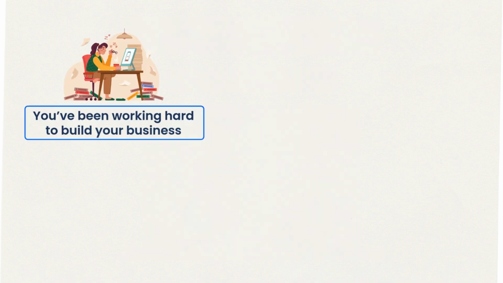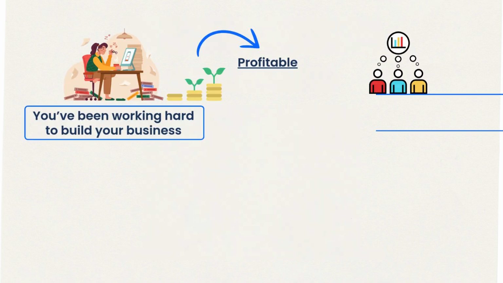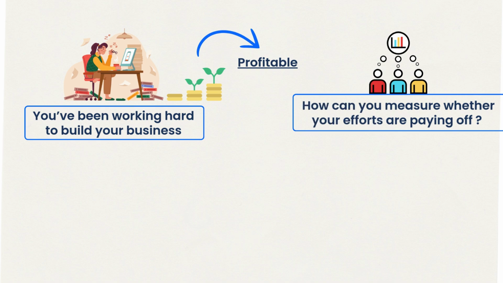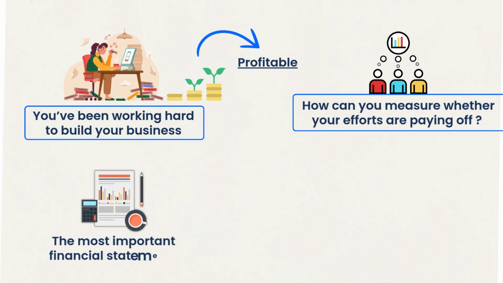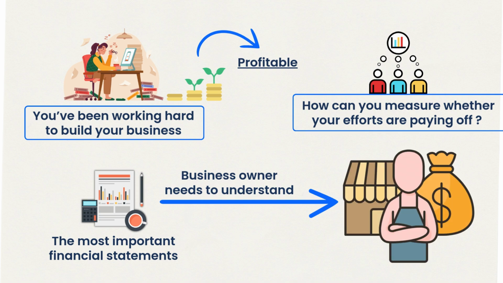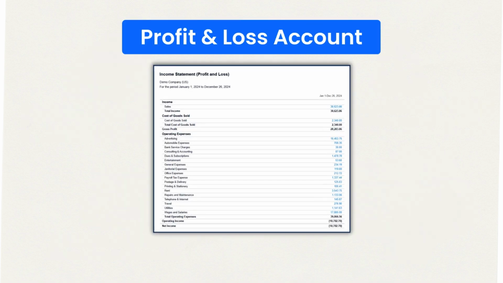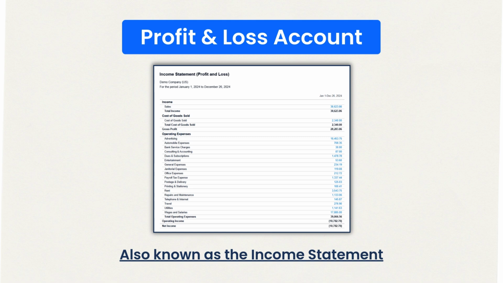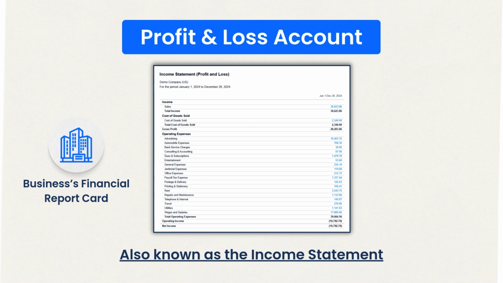Imagine this: you have been working hard to build your business, but how do you know if it's truly profitable? How can you measure whether your efforts are paying off? Well, the answer lies in one of the most important financial statements every business owner needs to understand: the profit and loss account, also known as the income statement. It's your business's financial report card, and in this episode we are breaking it down so you can see exactly how well your business is performing over time.